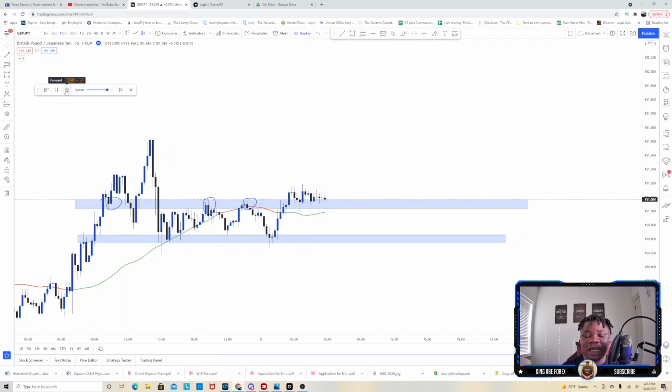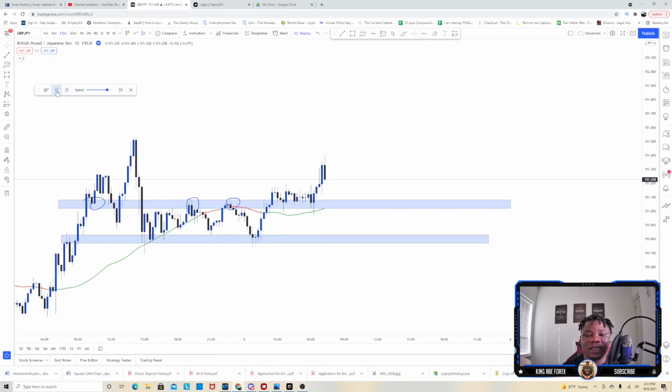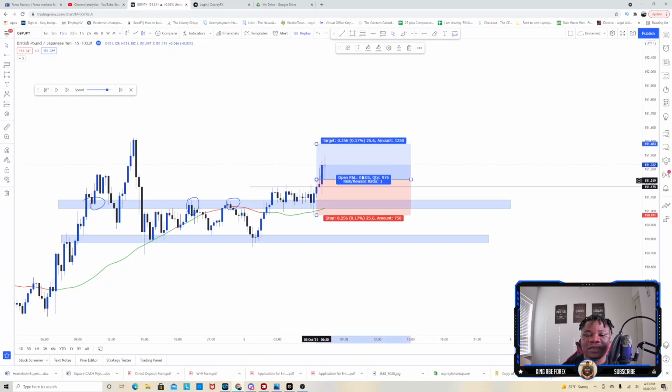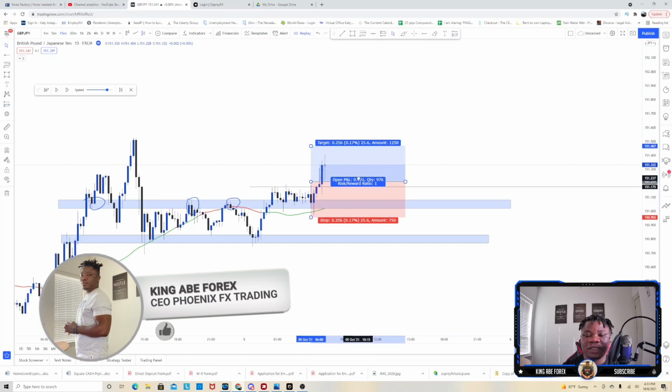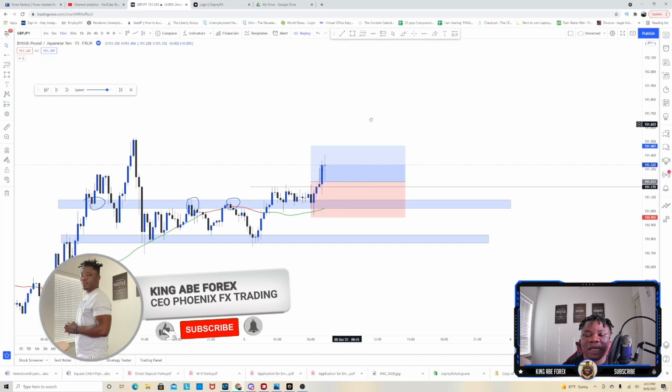Now price is actually consolidating. Once we have this, because price was consolidating, I'll be waiting for price to be above this zone right here, because we had consolidation after price broke above our resistance. My entry would be right over here at this candle. That's where my entry will be.